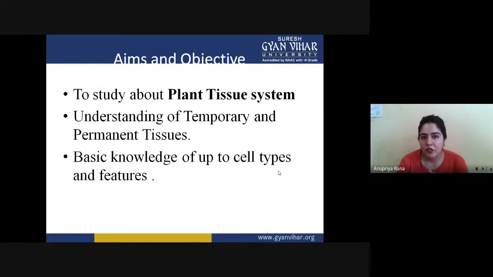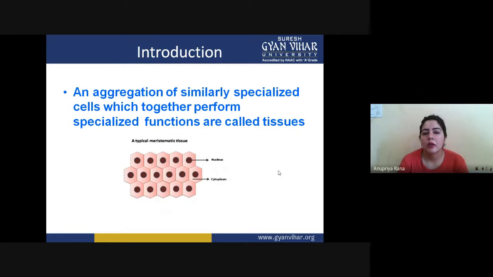As their name suggests, they are the permanent tissue throughout the life of the plant. Now, we also have to see what kind of cells are present inside these particular kinds of tissues. So, let's start with the introduction part. Firstly, we are going to see what tissues are.